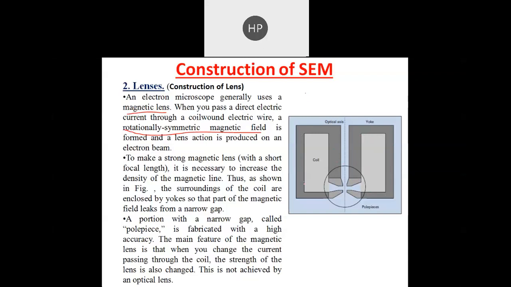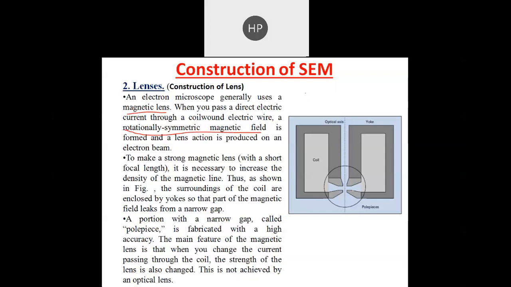part of the magnetic field leaks from the narrow gap. So here we have a narrow gap, and the portion with the narrow gap is called the pole piece. So this area, which is termed the pole piece, is fabricated with high accuracy. Why is this accuracy required? Because the gap serves the purpose of generating high density magnetic lines.